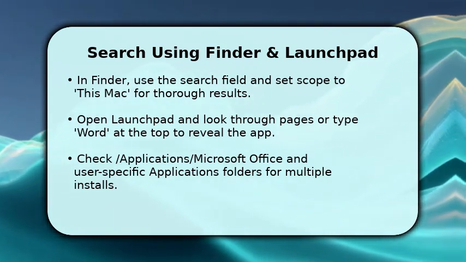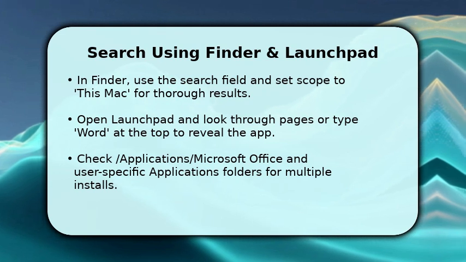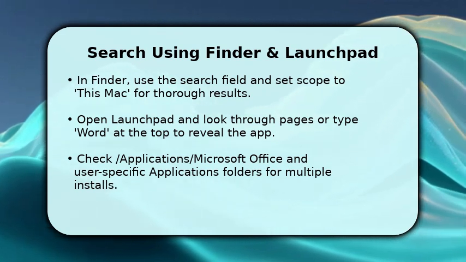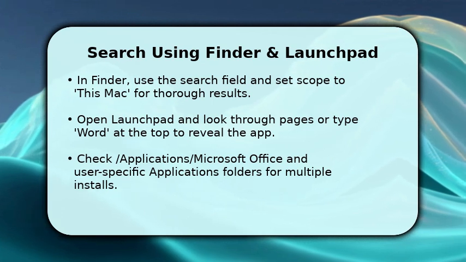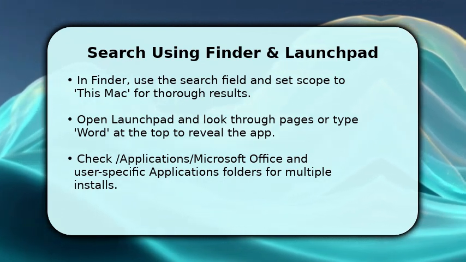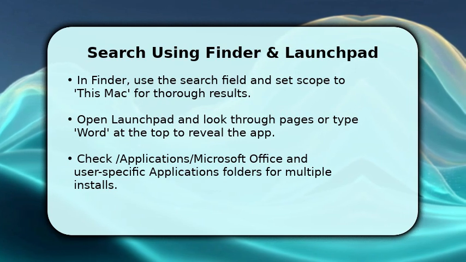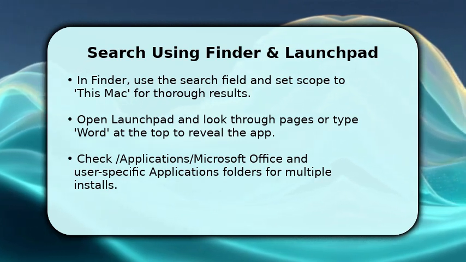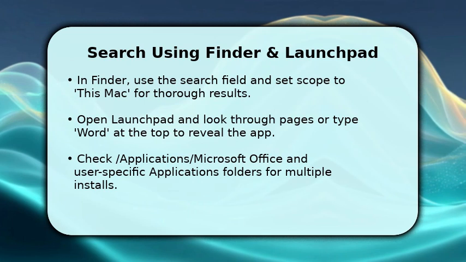Also inspect the /Applications/Microsoft Office subfolder and any user-specific Applications folders, because Office sometimes installs into a Microsoft-branded directory. Once you spot Word, double-click to open it and verify the version from the App menu.